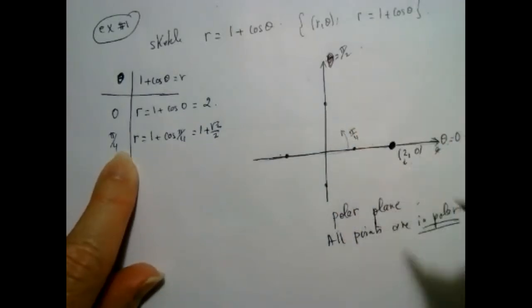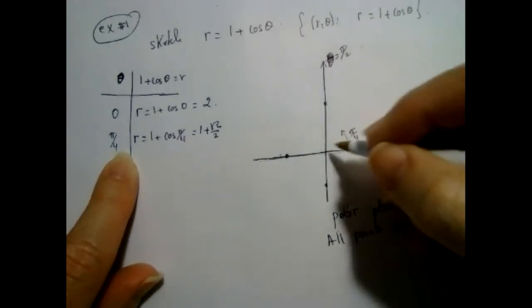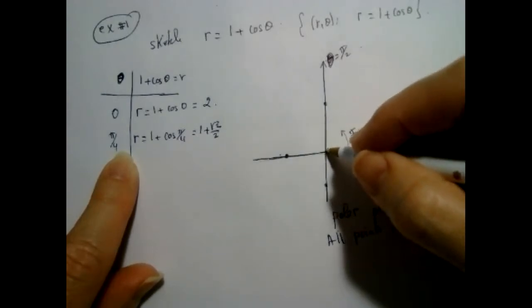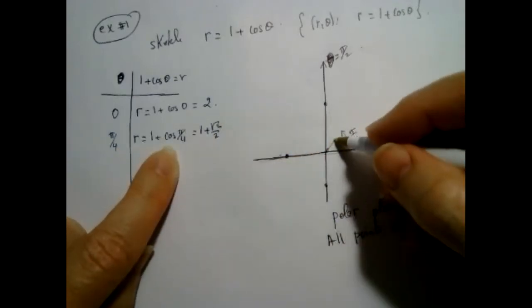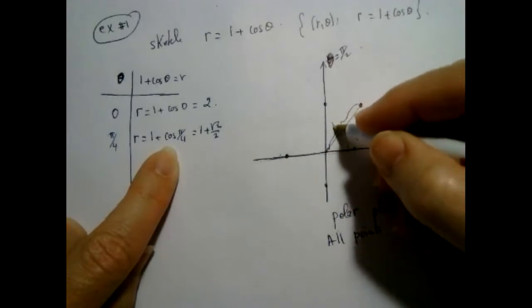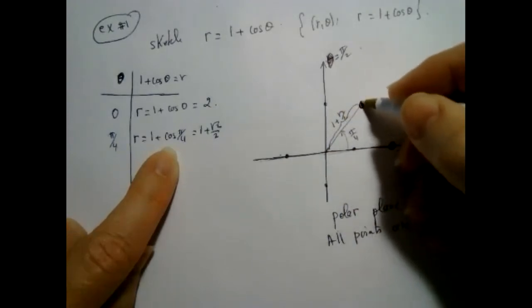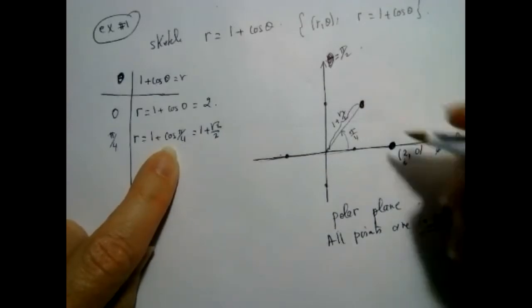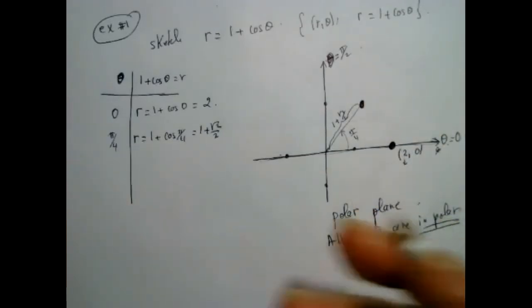That's the theta. The r is 1 plus the square root of 2. So 1 plus square root of 2. Now square root of 2 is a bit less than 1, so it's somewhere in here. That's the r. So that's the point right there on the curve. Okay, that's 1 point, and that's another point. So we're just going to take points and then connect them.